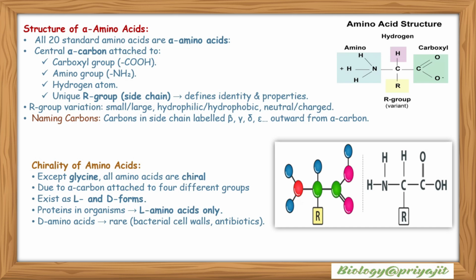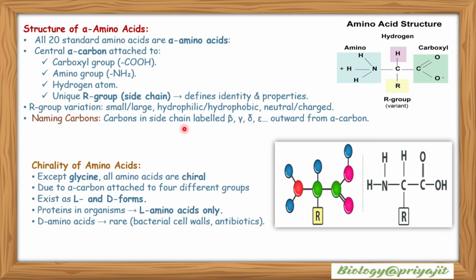All 20 standard amino acids are alpha amino acids because their chiral alpha carbon is attached to the carboxyl group, amino group, hydrogen atom, and an R group. So this carbon is called the alpha carbon. The R group can be varied. It can be small or large. It can be hydrophilic or hydrophobic. It can be neutral or charged.